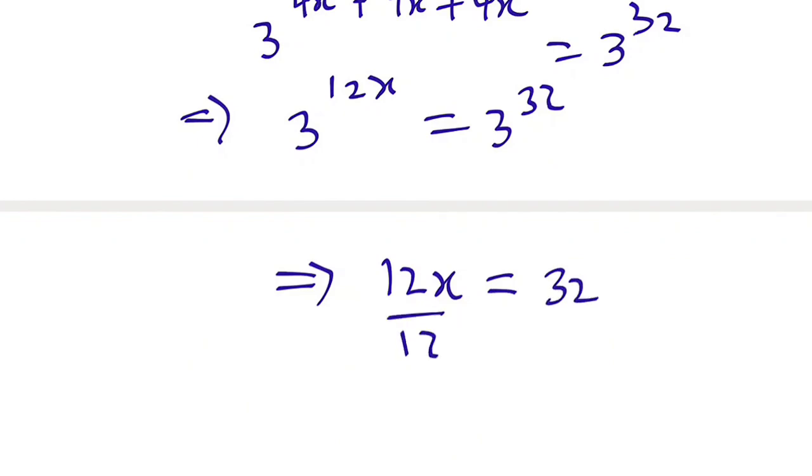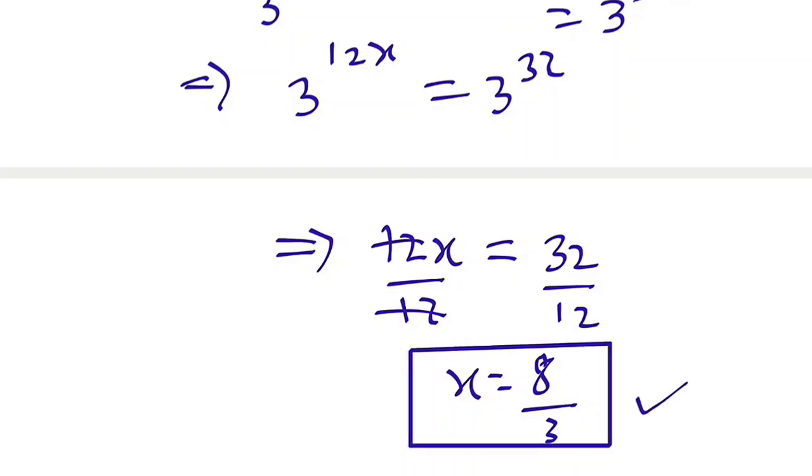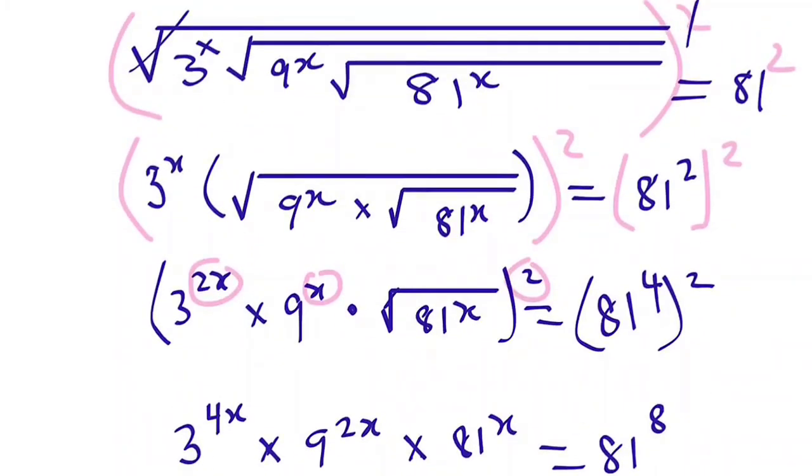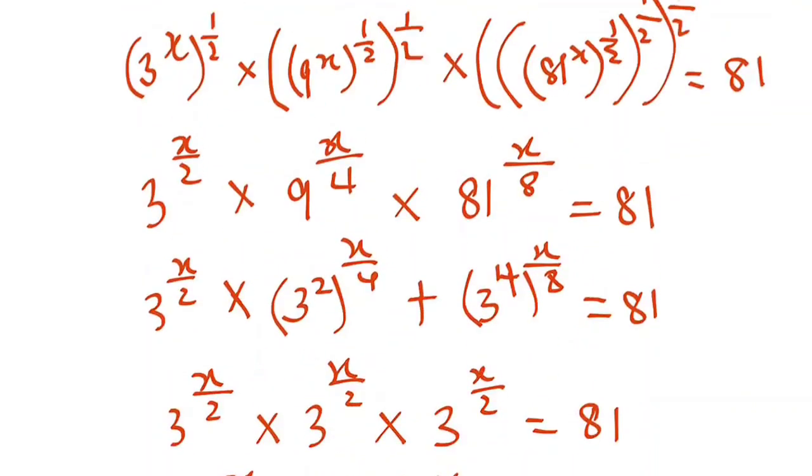So we divide both sides by 12. This cancels this, and we're going to have x equals 32 divided by 12. If you reduce this to its lowest form, this is going to give us 8 over 3. So you can see that we are having the same solution but a different method. So it now depends on you to decide which method you like the best or you love the most.